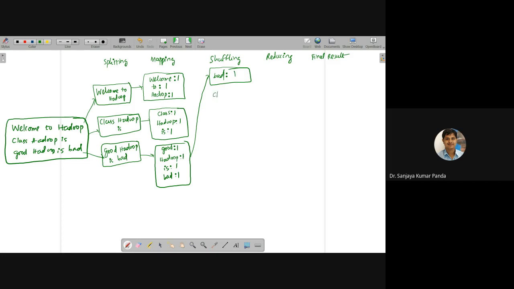Let's say I'm taking class. Okay. Is there any class here? No. Is there any class here? Yes. So I'm connecting this, class is repeated one time. There is no class here. Similarly, I'm taking good. There is no word good in the first one. There is no word good in the second one. There is a good in the third one. Okay. Then suppose I'll take Hadoop. The next word is Hadoop. So Hadoop, you can find here it is one time. Here also it occurs one time. Here also it occurs one time.